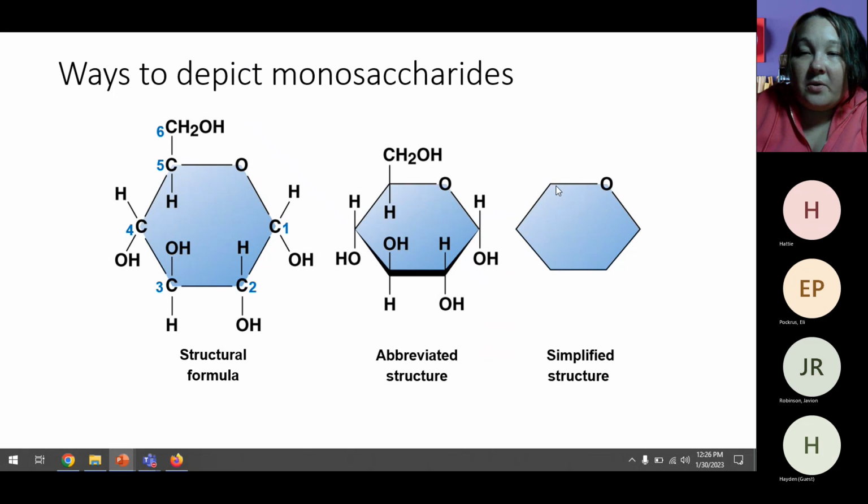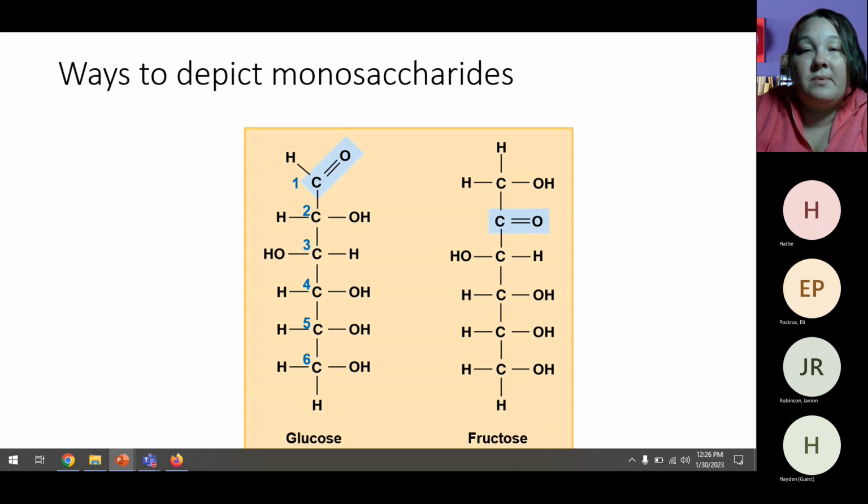Let's just review here. The shorthand is a simplified structure. We're assuming a carbon at every point. In this image, we have assumed a carbon at every point still, but they've drawn out all of the other atoms, the hydrogens and the oxygens. And then in this one on the left, that's called the structural formula because it shows all of the carbons and hydrogens and oxygens. I just want you to know when you see these things, they all represent the same molecule. This is another way to represent them.